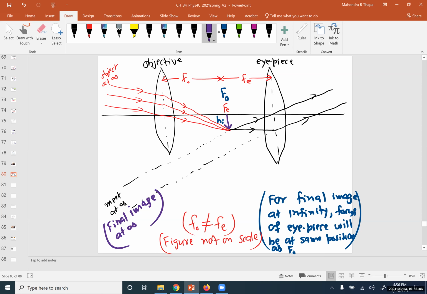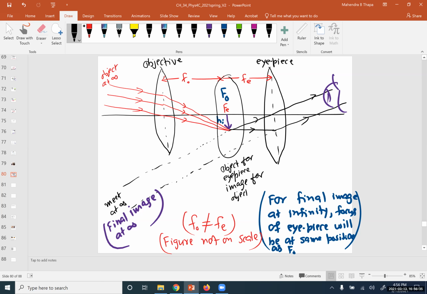Okay. Our eye is somewhere here. So again, I want to make clear that this one is the object for the eyepiece, but at the same time, it is the image for the objective.